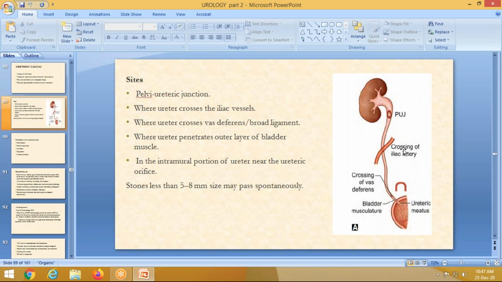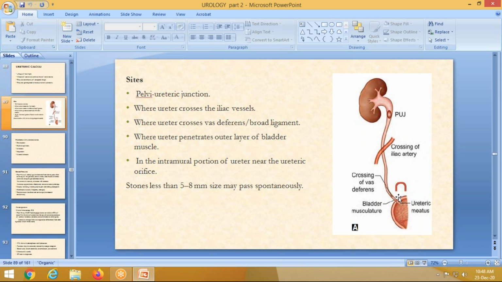Next, where the ureter crosses the iliac vessels, there is also a narrowing part. There is a place to impact the ureteric calculi. The next one is where it crosses the vas deferens or broad ligament in the female. It also gets impacted here. Next, when it enters into the bladder, there is another chance of ureteric obstruction, the narrowing part. Here also the narrowing can occur.